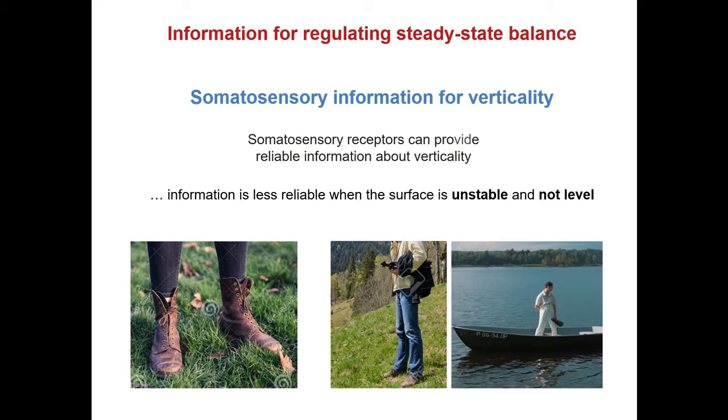In the modern world, most of the surfaces that we encounter are flat, rigid, and immovable. Somatosensory inputs are highly reliable on these kinds of surfaces. However, if you're in a moving vehicle, like a bus or a boat, or if you're standing on a slope, then it becomes much more challenging to perceive verticality using this particular sense. In such cases, you may need to rely on other perceptual systems to a greater degree. Let's look at some experiments that have attempted to manipulate the availability of somatosensory information for balance.